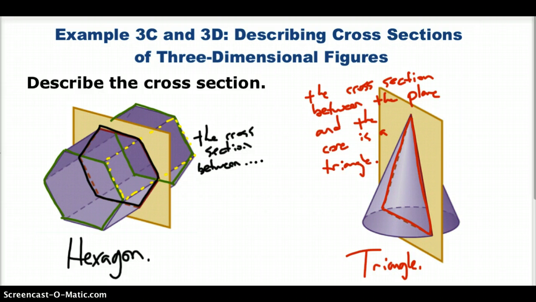Okay, so again, pretty simple. We just want to look at what shape is actually formed when the plane cuts through our particular three-dimensional figure.